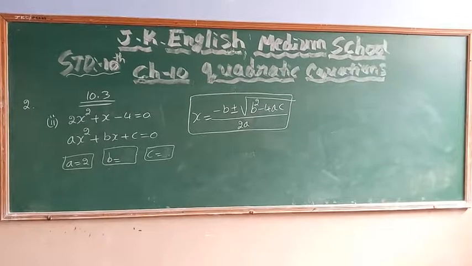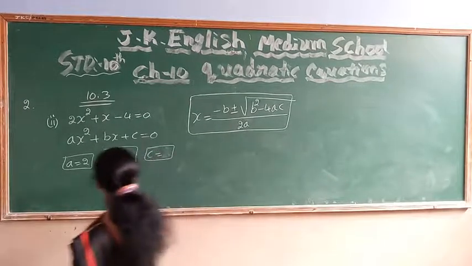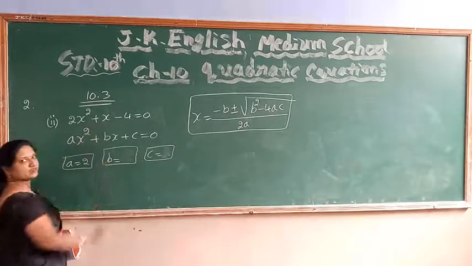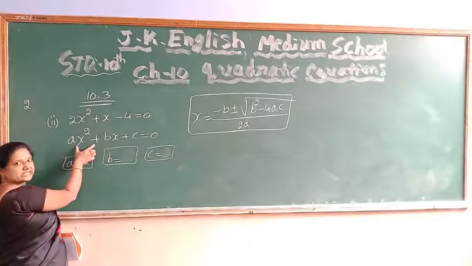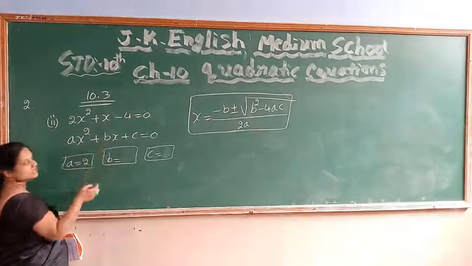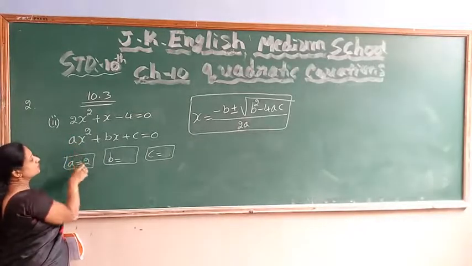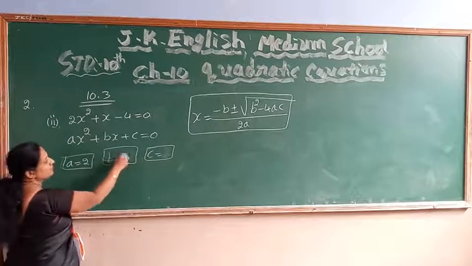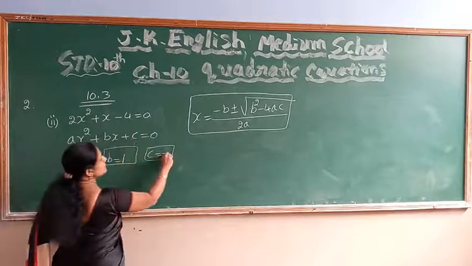Children, second question: 2x square plus x minus 4 is equal to 0. Write the standard form of the quadratic equation: ax square plus bx plus c is equal to 0. The a value is 2, b value is 1, c value is minus 4.